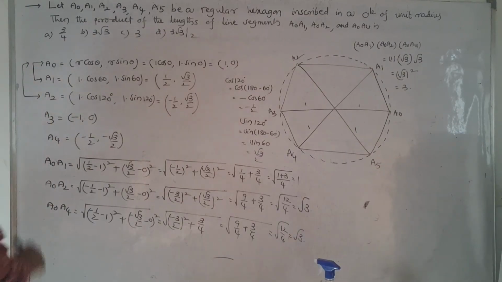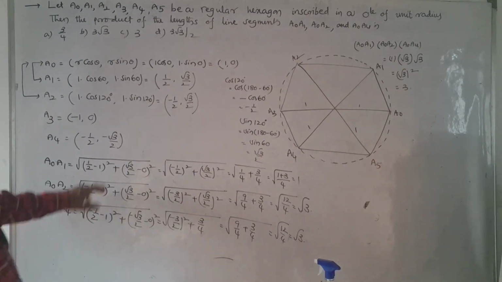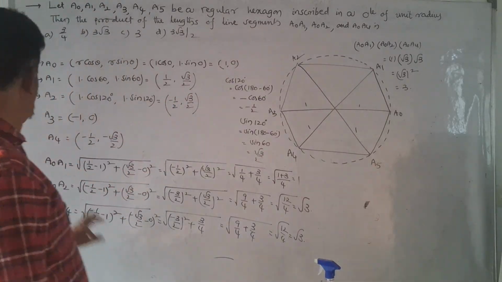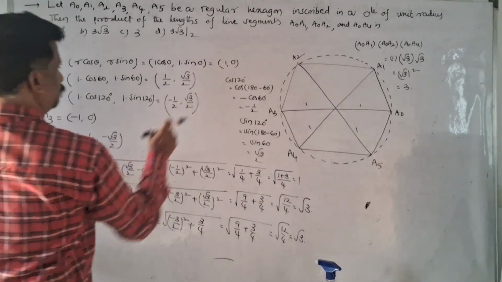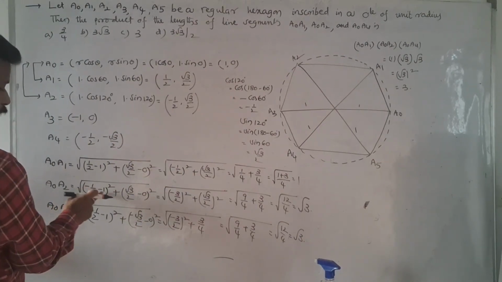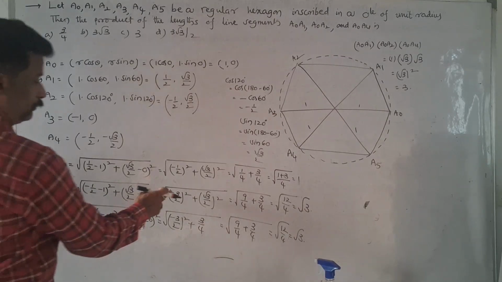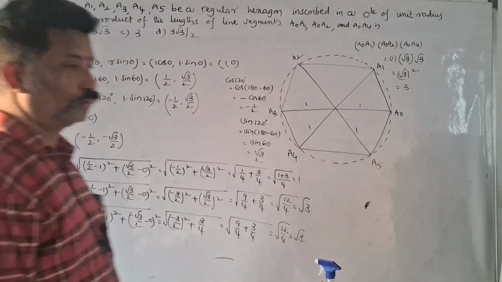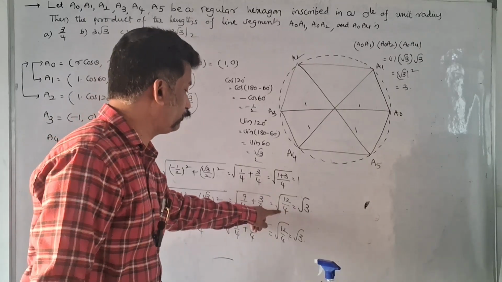A0A2: applying the same formula for the distance between the 2 points, x1, y1 and x2, y2 for A2. So minus 1 by 2 minus 1 whole square plus root 3 by 2 minus 0 whole square. This one is minus 3 by 2 whole square plus root 3 by 2 whole square. After simplification, LCM is 4, 9 plus 3 is equal to 12, and 12 by 4 is equal to 3. So the distance is root 3.